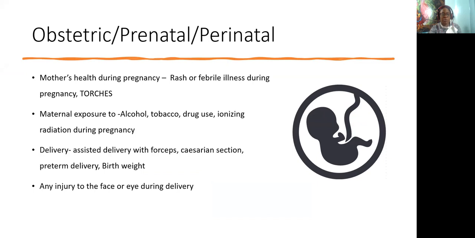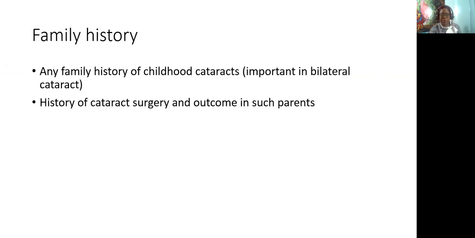We want to know the mode of delivery, whether it was with forceps or cesarean section, whether the delivery was preterm, and even the birth weight of the child. We want to find out if there was any injury to the face or eye during delivery. For the family history, it is important to find out if there was any family history of childhood cataract and how the cataract was managed and the outcome as well.